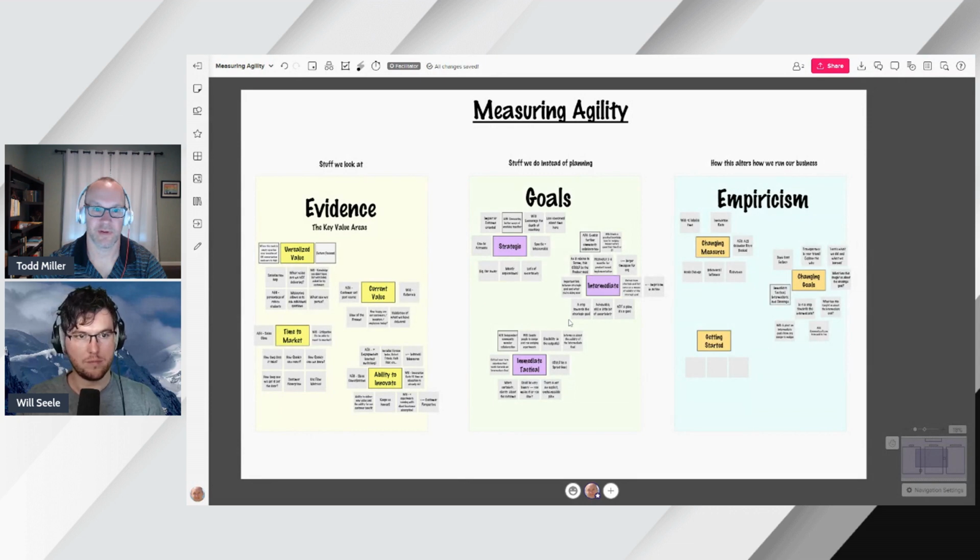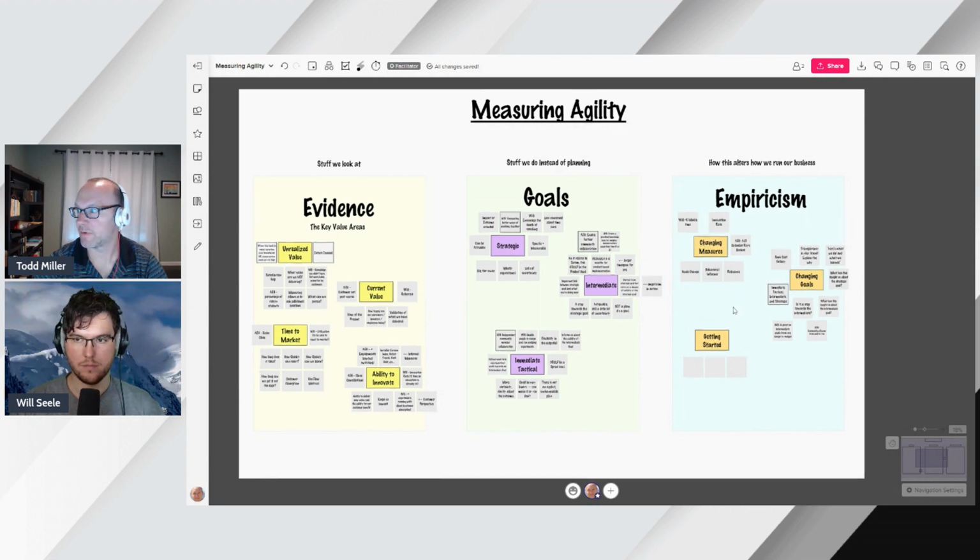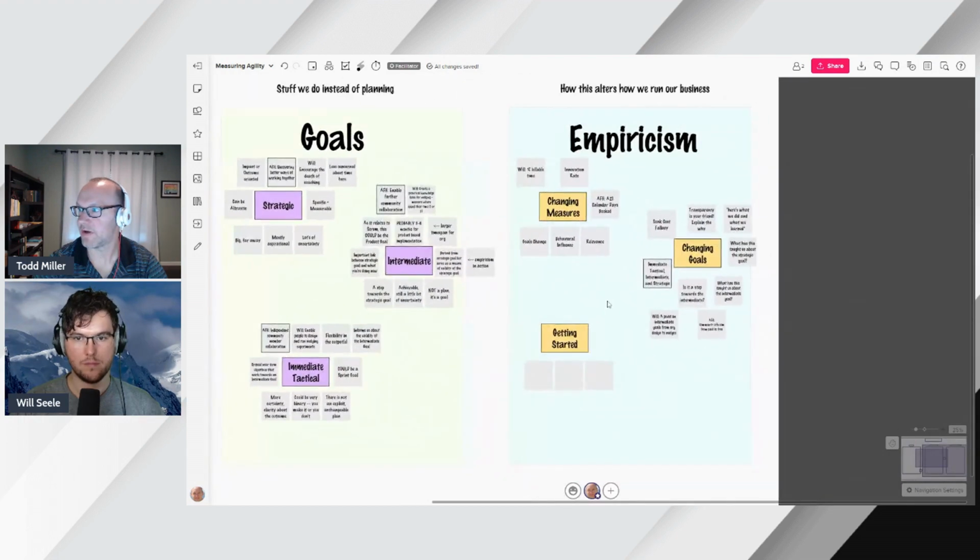look at this picture we've been building. Look at all the notes that we have here, and we will make this available. We'll throw a PDF and a PNG out there so that you can zero in and look at this. We started out the series by talking about evidence and the key value areas and key value metrics, and then we went into goals: strategic, intermediate, immediate, tactical. We had a lot of deep conversations there, and then we were jamming on empiricism and how that works. So really, what do you do with all this information, Will? How do I take this into my organization today and get started?